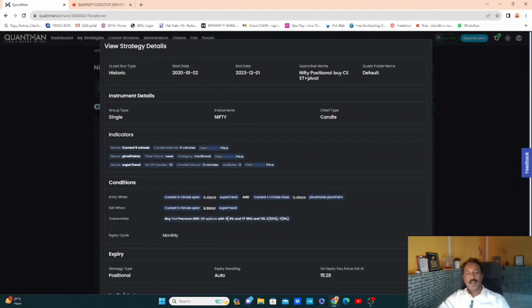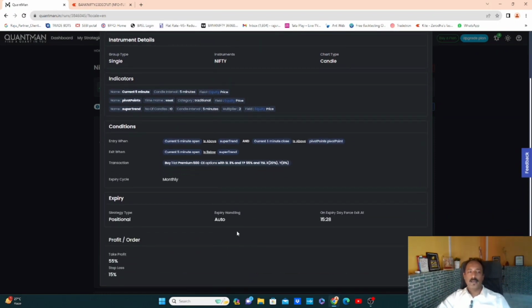Okay, and it's the same, I have reduced the stop loss to 8% and take profit when it is 55%. And I'm trailing the stop loss with 20% and 8%. Whenever I get 20% movement, I will trail the stop loss to 8%. So here I have made it to reduce the number of trades. I have taken a monthly option, and this is also a positional strategy.